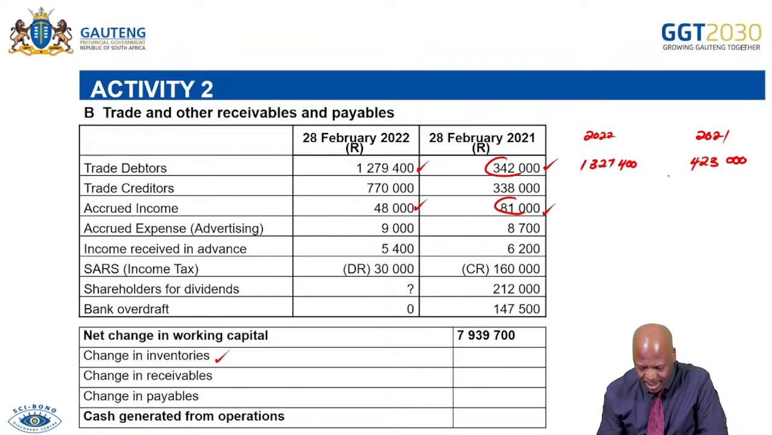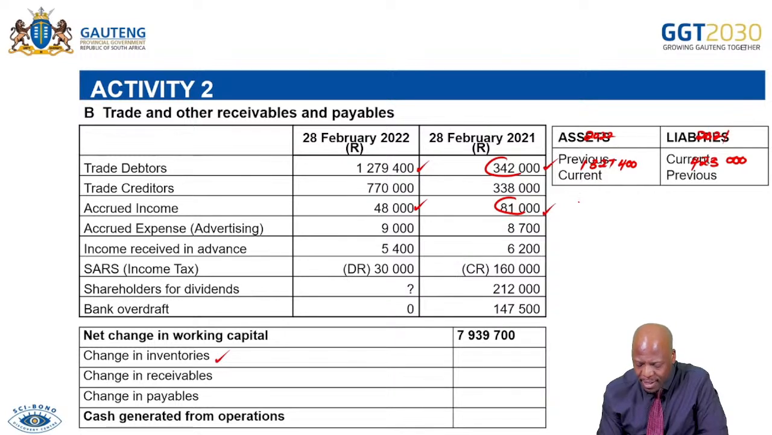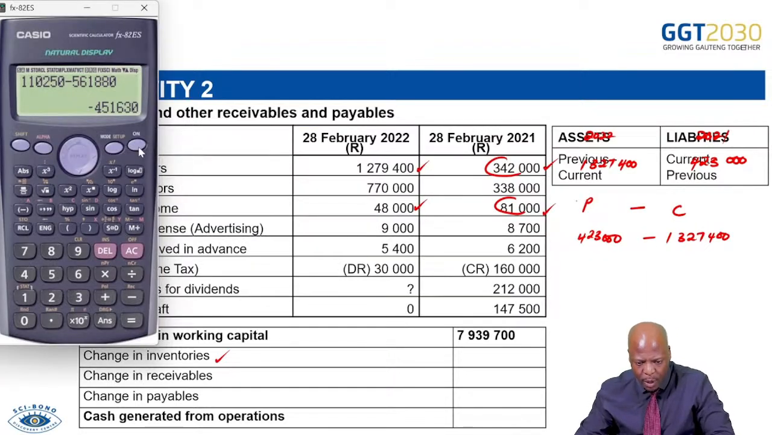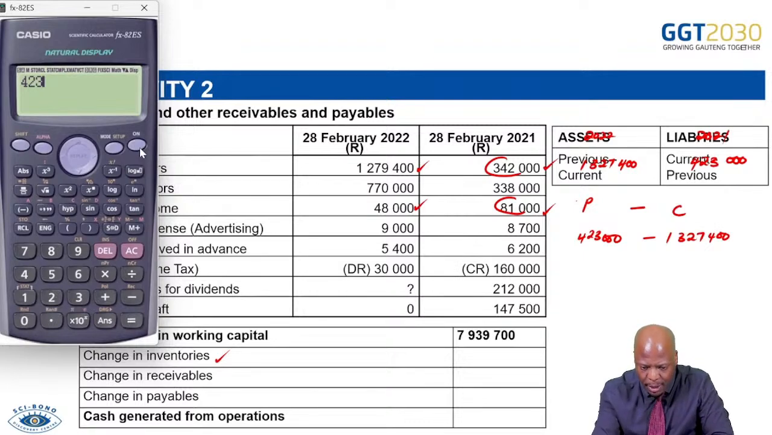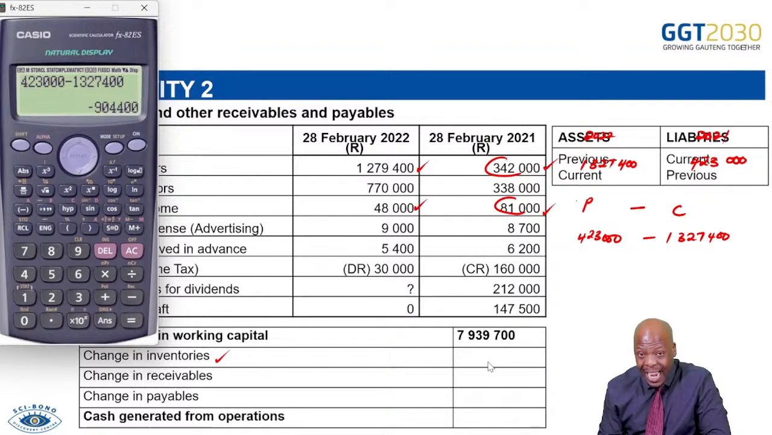All right. So remember, we are still dealing with our assets. And when we are on the assets, what did we say? It is your previous minus current. I'm going to write the previous here. The previous is 423,000 and the current is 1,327,400. Let's see again if we punch that on the calculator quickly. The previous is 423,000, and then we say minus 1,327,400. Okay, let's see what our calculator will give us. The calculator will give us a negative 904,400. You can see the calculator is giving us a negative figure.